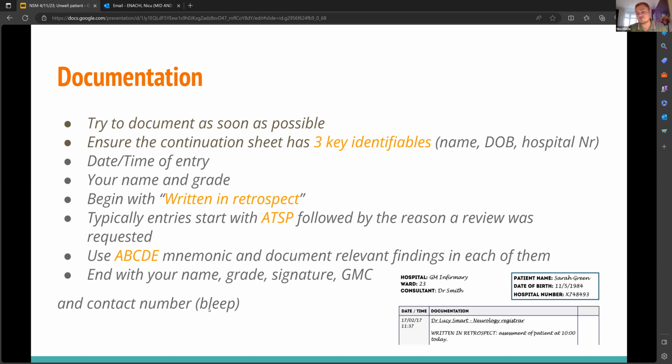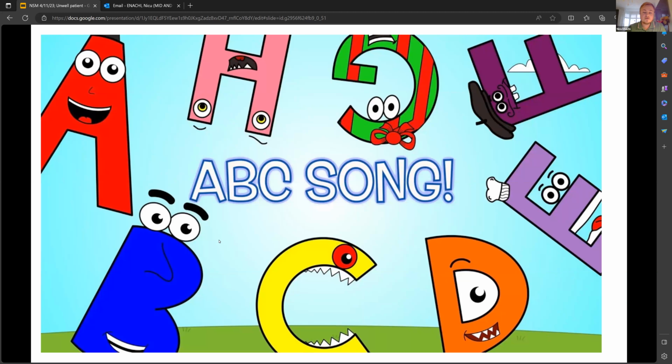And how do they get in touch with you? That's actually very important. If something's gone wrong with this patient again, or the nurse is not very clear about your documentation, or other specialists want to have a chat with you about what's happened, then make sure your bleep number, your contact number, is there and it's visible. So that's pretty much the ABCDE song done.